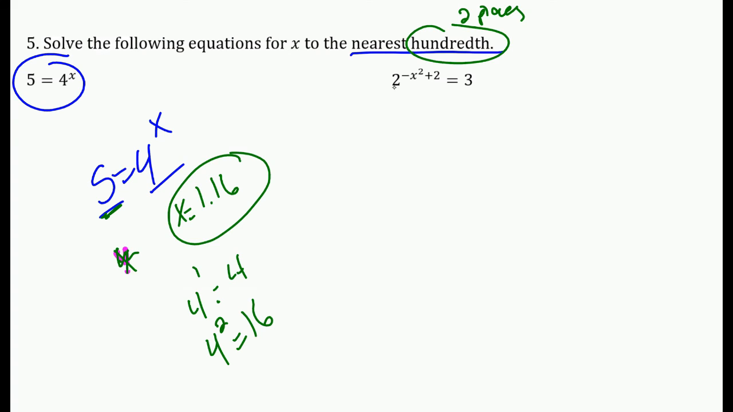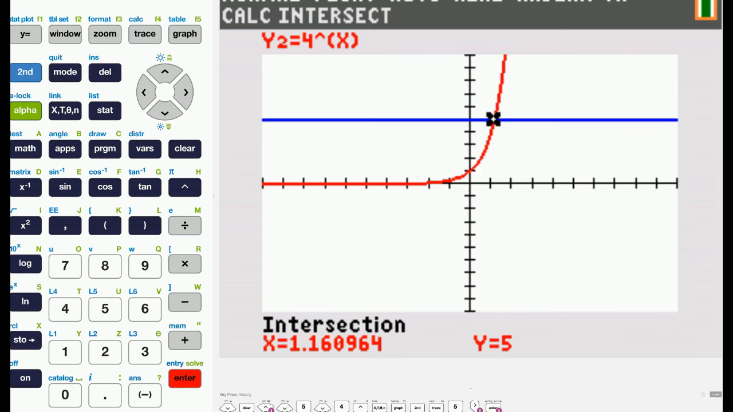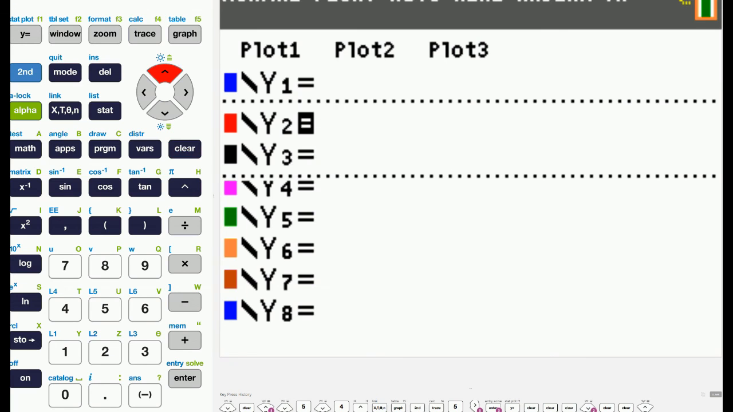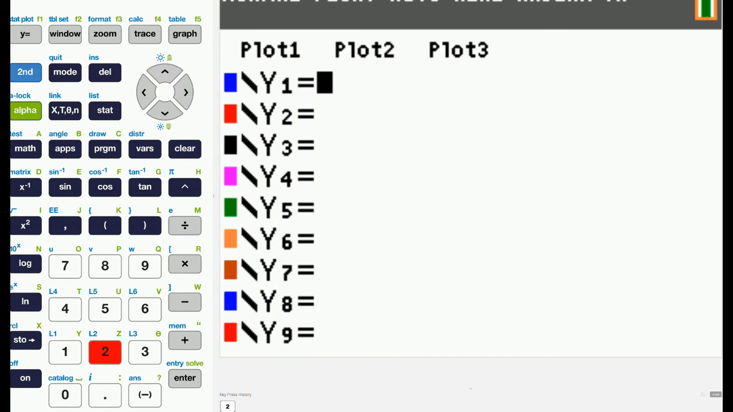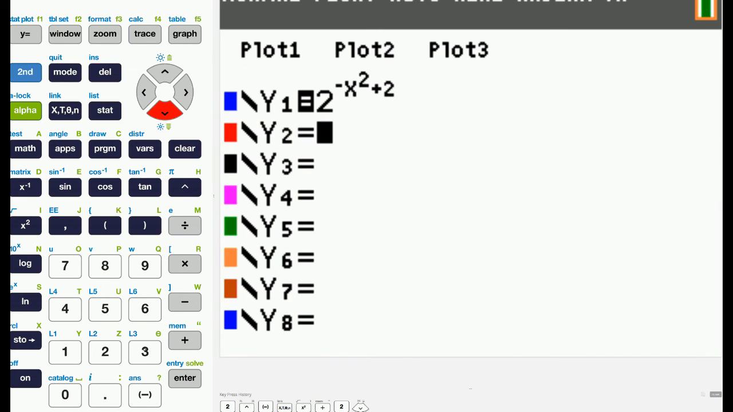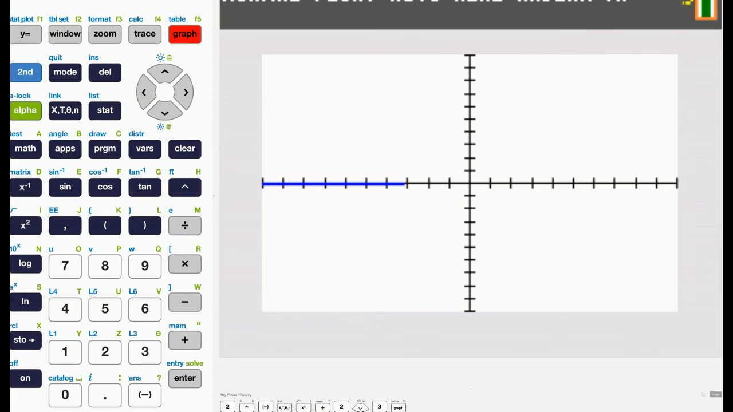And finally, 2 to the negative x squared plus 2 equals 3. Again, I can't get common bases. If that was a 4, an 8, a 1 over 16, I'd be able to use common bases, but 2 and 3 aren't related, so I'm going to have to plug this into y1 and 3 into y2. So, in y1, 2 raised to the negative x squared plus 2 equals 3. So let's look at a graph of this.